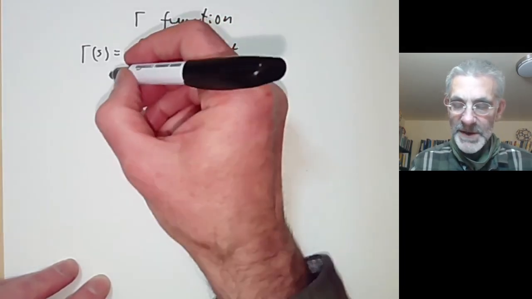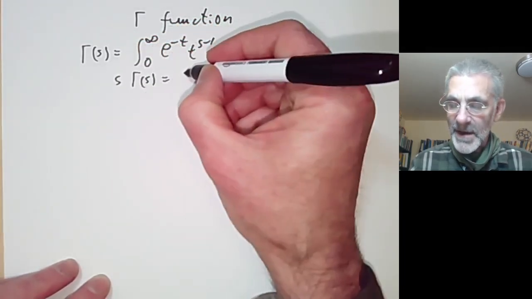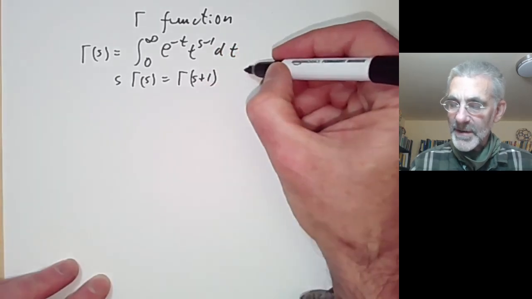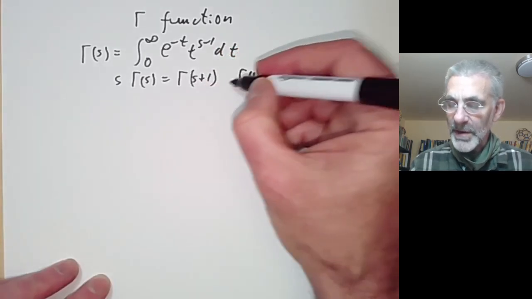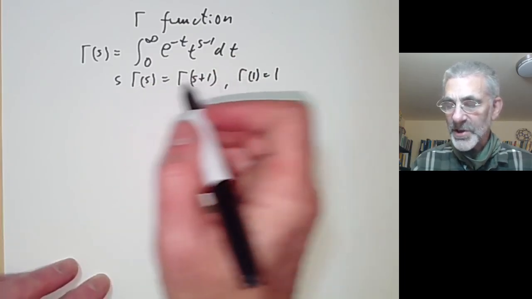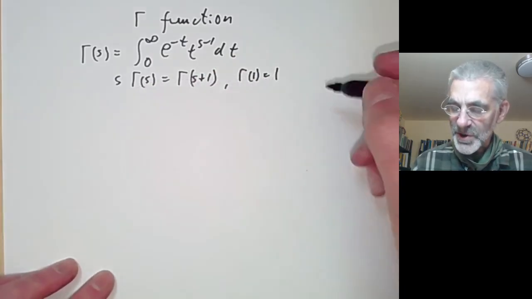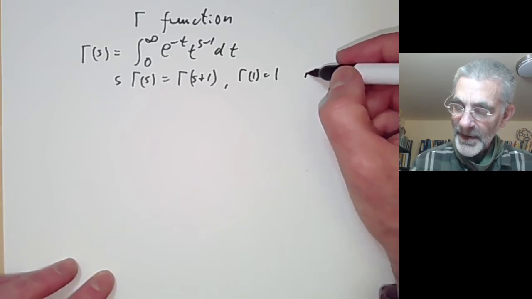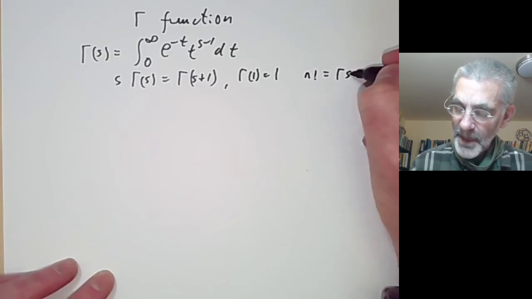it has the properties that gamma(s) = gamma(s+1)/s, and gamma of 1 is equal to 1, and from this you can see that it more or less generalizes the factorial function up to a change of variable. So n factorial is equal to gamma of n plus 1.